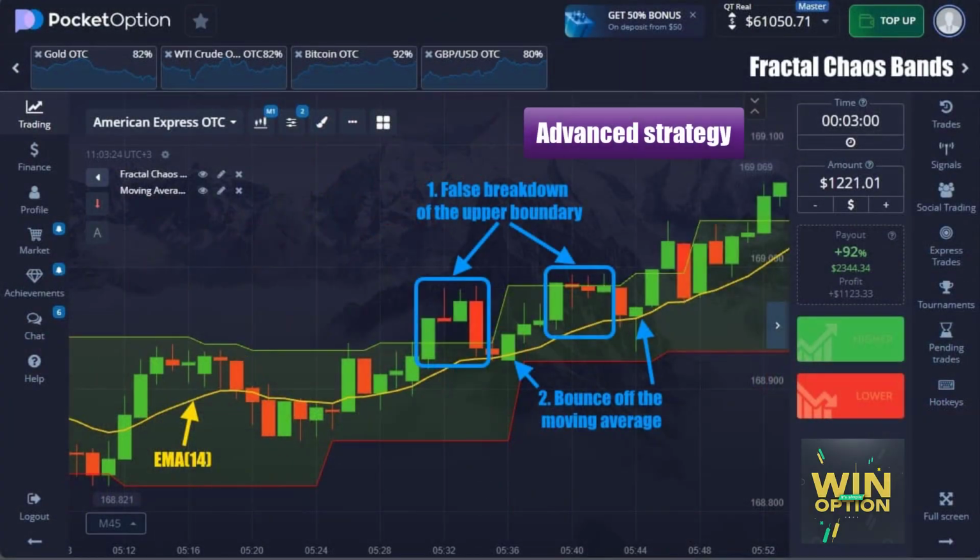In the advanced version of the trading system, an additional indicator is added to the chart, exponential moving average with a period of 14. And to the signals described in the main version of the system, trades for a bounce from the moving average after a false breakdown of one of the indicator lines are added.